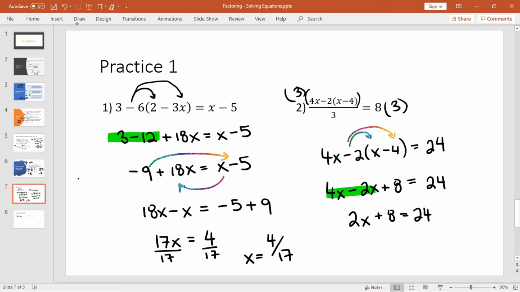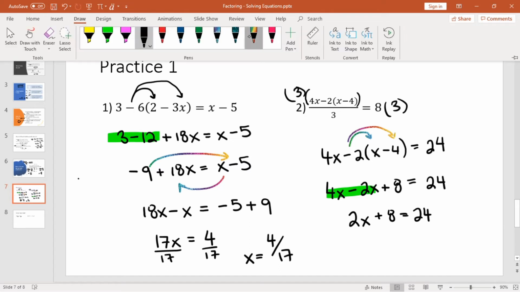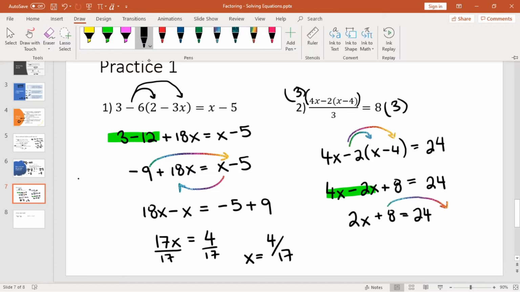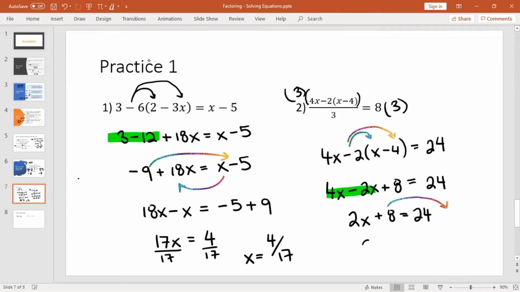And my second last step is I'm going to move that 8 over to the right side by subtracting it from both sides or just recognizing that I moved it. So I'm going to flip it when it hits the right side and it will be minus 8. 2x equals 16. Last step, divide both sides by 2, and I get x equals 8.